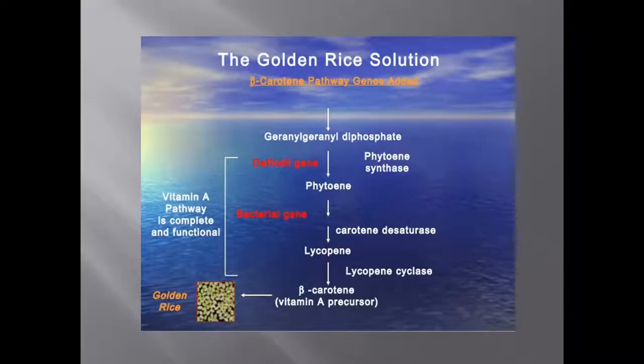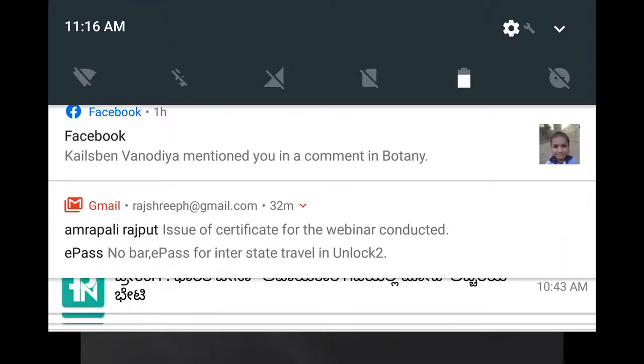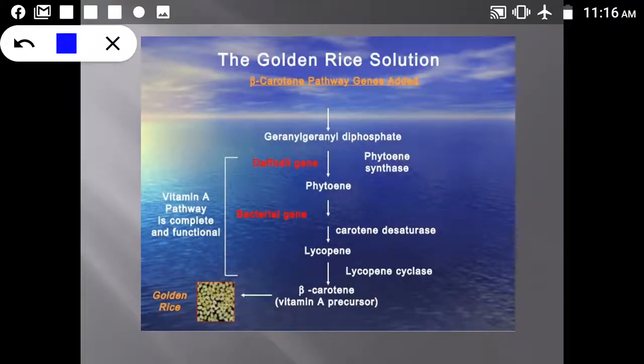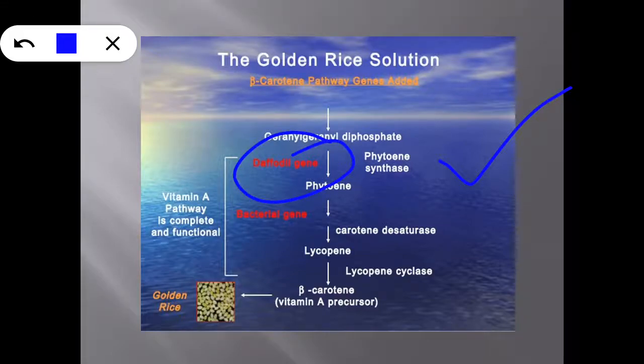Find here which are the genes that are transferred into the normal traditional rice. So two genes are being transferred here. The first gene is phytoene synthase, which is isolated from the plant called daffodil, that is why it is called the daffodil gene. The second gene is carotene desaturase. This gene is isolated from a bacterium, that is Erwinia bacteria.